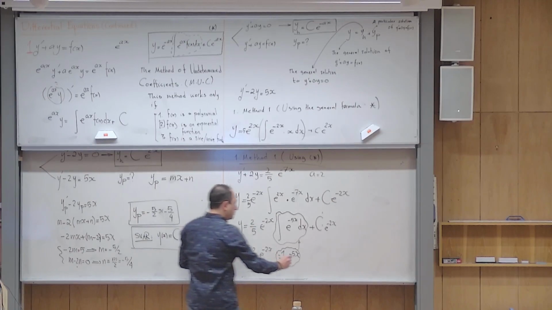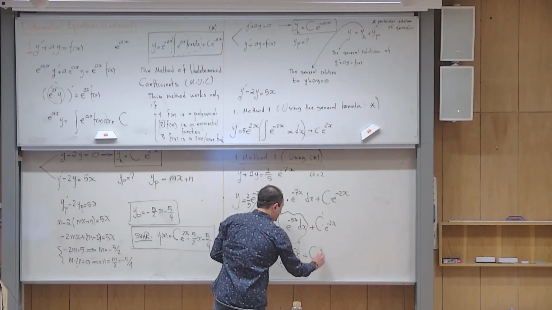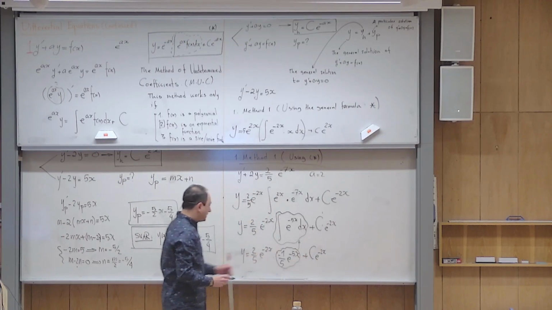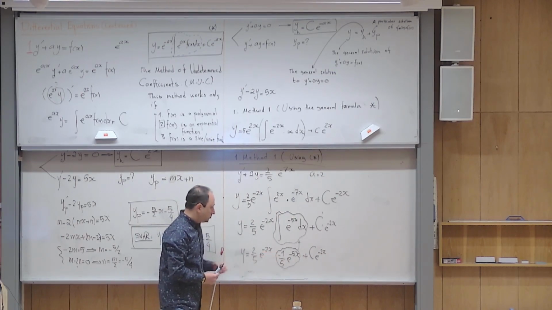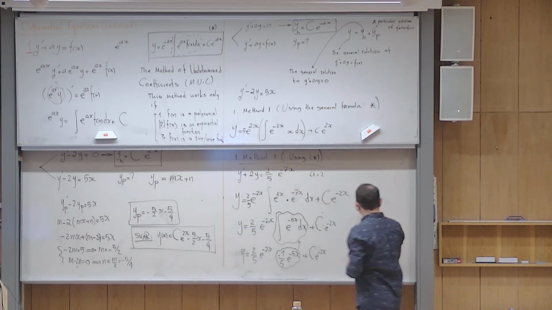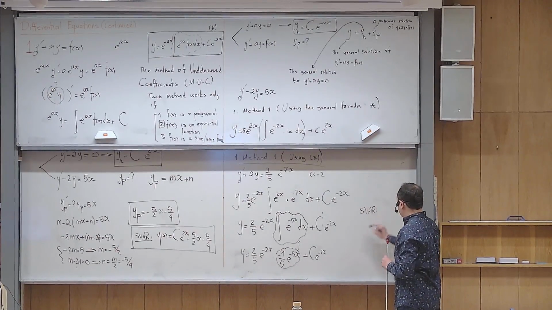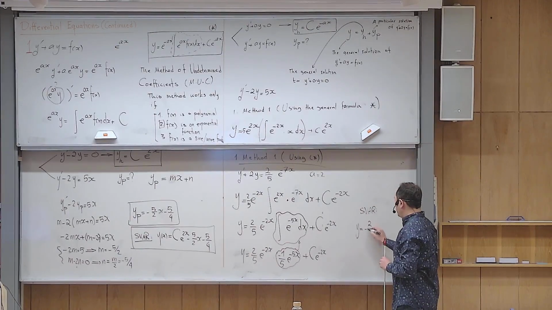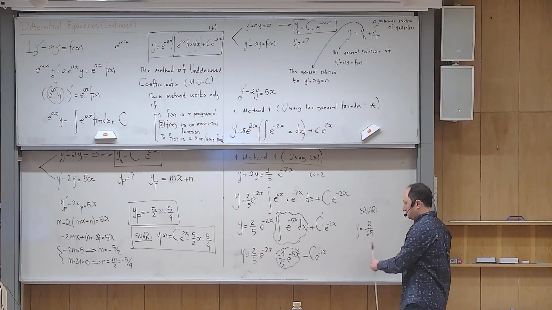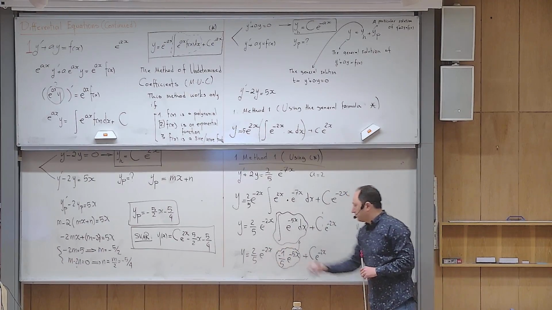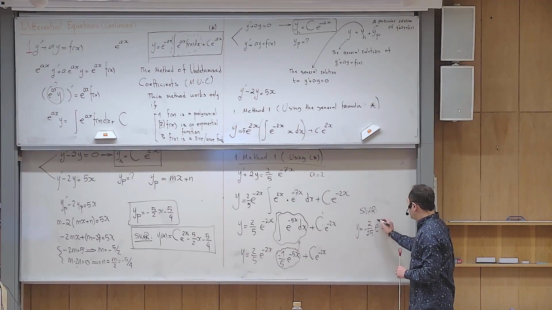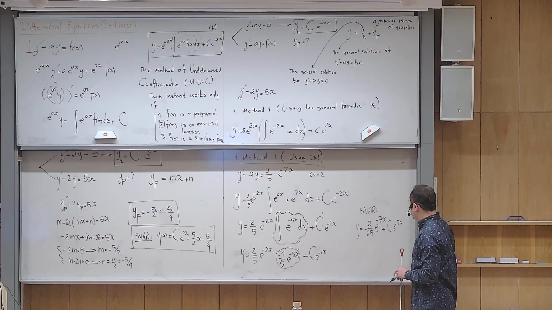And then the rest of the story. So plus c e to the power of minus 2x. And of course, I can simplify this a little bit more. 2 over 5 times minus 1 over 5. So let me write the answer here. So it is y equals to minus 2 over 25. Yes? And then I have e to the power of minus 5x times e to the power of minus 2x. It becomes e to the power of minus 7x, but plus a constant e to the power of minus 2x.